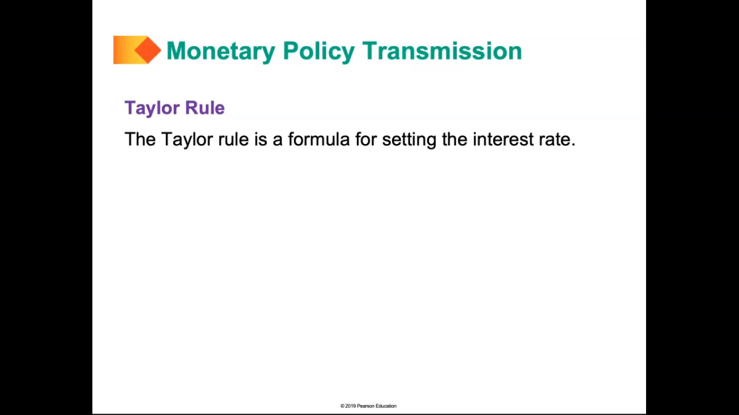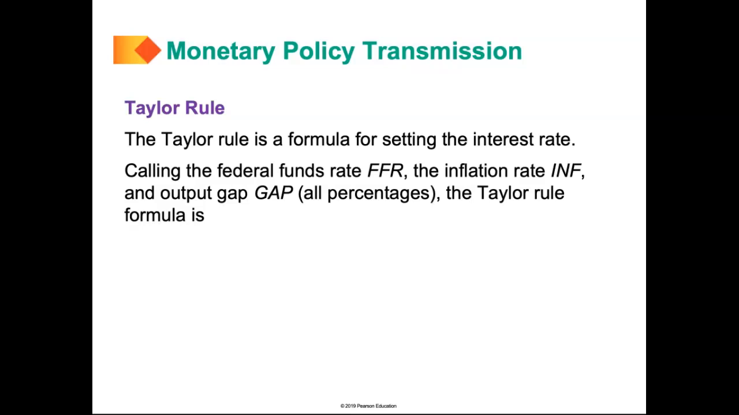He's also the person who invented what we call the staggered contract model, which is used in predicting wages and prices in the economy. He hasn't won a Nobel Prize in economics yet, but we hope he does very soon. Okay, now calling the federal funds rate FFR, the inflation rate INF, and the output gap GAP, and all these are in percentages, by the way. The Taylor rule formula, and you don't need to know how to derive this formula, okay?